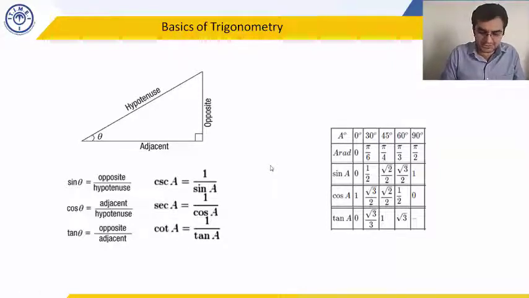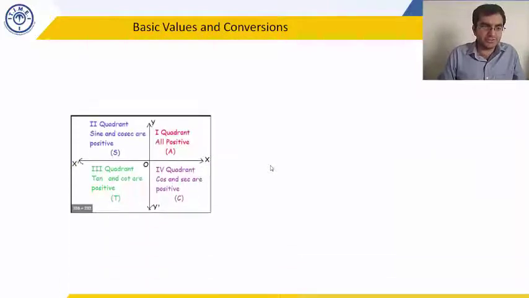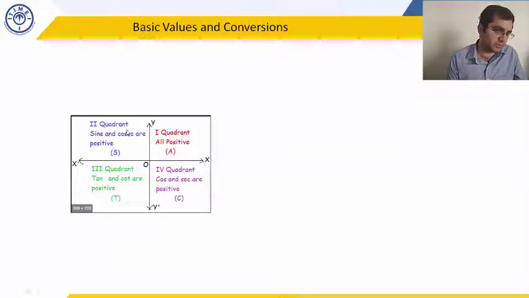Okay, so let's proceed to the next slide. Now we'll look at some basic values and some conversions. Okay, so this is a quadrant representing the 0 to 360 degrees, and this you need to know is very important for some conversions. Basically, all the trigonometric angles are positive in the first quadrant. Okay. And in the second quadrant, sine is positive only. So therefore, cosec is also positive.